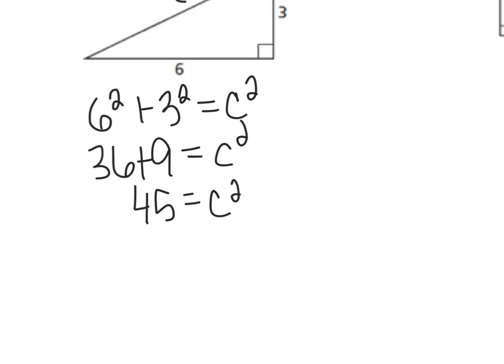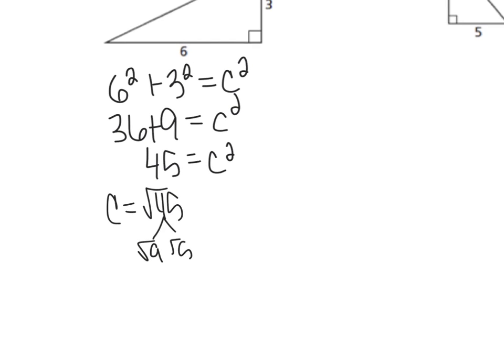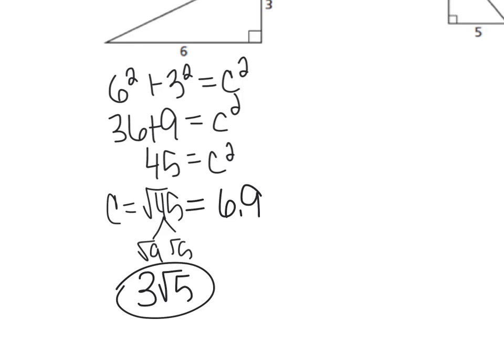When I express this as a simplified radical, I would get C equals the square root of 45. If I break that apart, it's the square root of 9 times the square root of 5, or 3 times the square root of 5. If I put that into my calculator, I would get approximately 6.7.